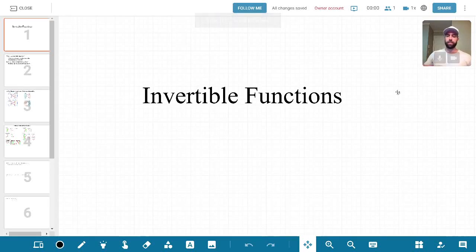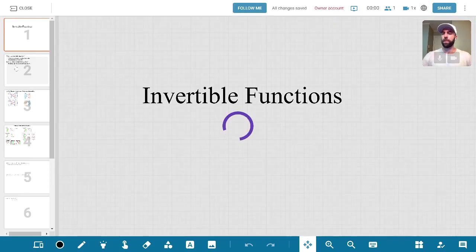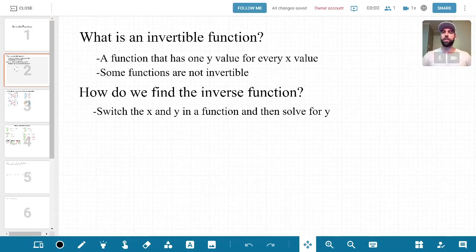Alright, let's start this lesson off on invertible functions. Let's go to the next slide. What is an invertible function? It's a function that has one y value for every x value.